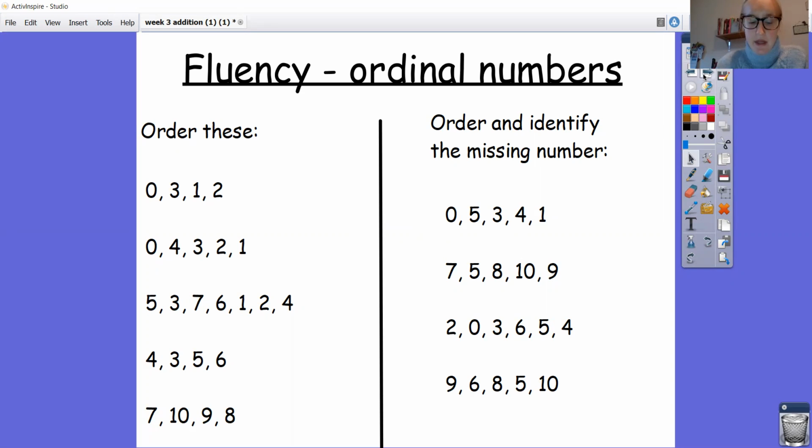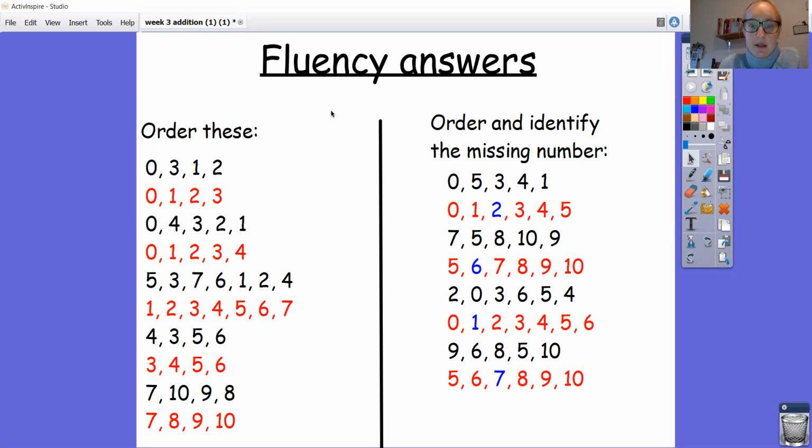Okay, if you've done it, then I'm going to move on to the next slide now and we can go through the answers. So just here underneath are the answers in red. So I've ordered these numbers here. These are the answers here and so forth. And then on the right hand side, I've got the missing numbers here that I've highlighted in blue as well. So double check that you've got those ones correct. Don't forget to send me it through so I can see how super you've been. Okay, so you might want to pause that again and check that these are correct as well.